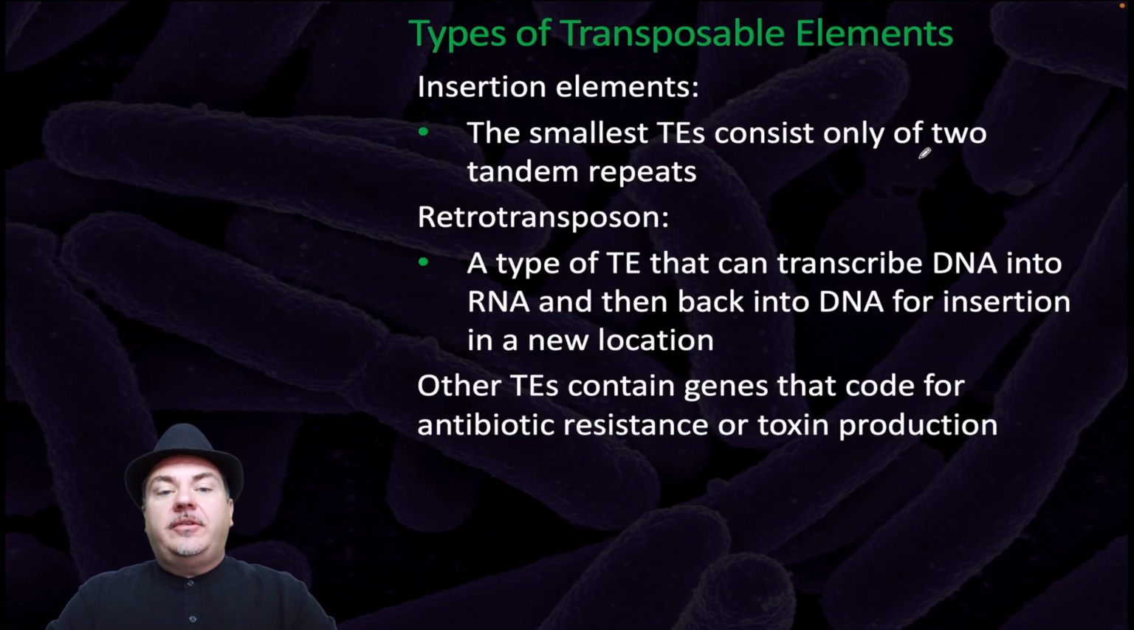Types of transposable elements: we have insertion elements. These are the smallest transposable elements and consist of only two tandem repeats. Or a retrotransposon, a type of transposable element that can transcribe DNA into RNA and then back into DNA for insertion in a new location. Other transposable elements contain genes that code for antibiotic resistance or toxin production.